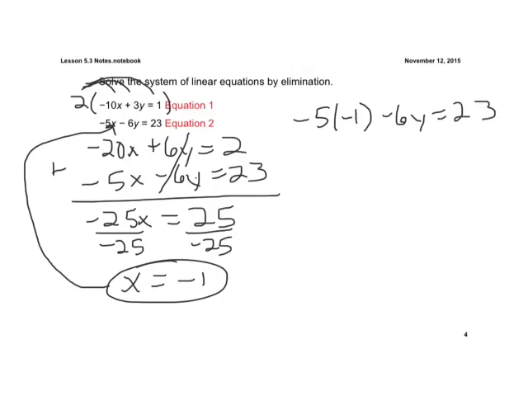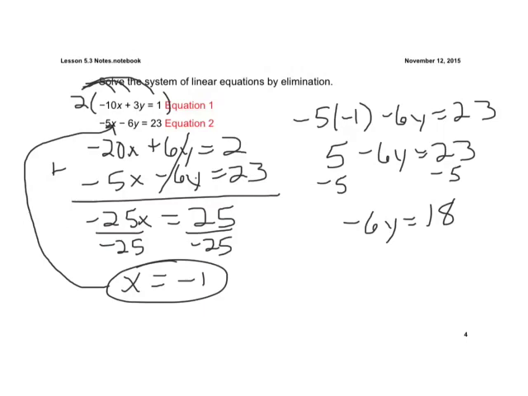Multiply there, negative 5 times a positive 1 is a positive 5. Two negatives equal a positive, minus 6y equals 23. Subtract our 5, we're solving for y. Negative 6y equals 18. Divide by a negative 6, and y is going to be equal to a negative 3.